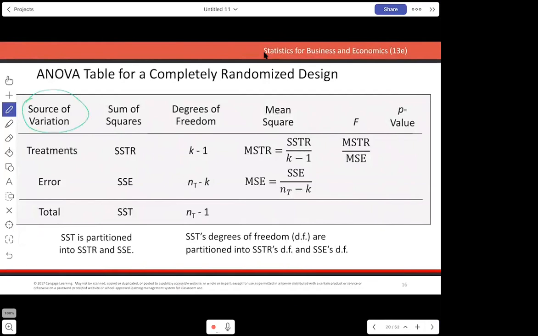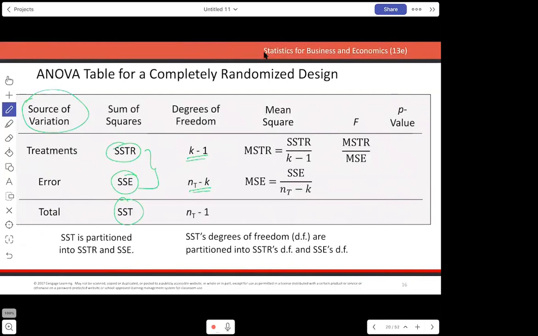Sources of variation, in that case, would be the treatments and the error. The sum of squares: SSTR, the sum of squares due to treatments, and SSE, the sum of squares due to the error. If we add them up together, we'll get the total sum of squares. The degrees of freedom are K minus 1, N minus K, and N_T, which means the total, across all of the treatments.